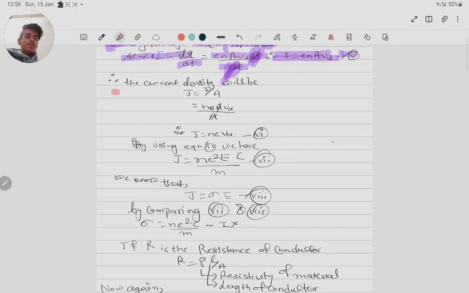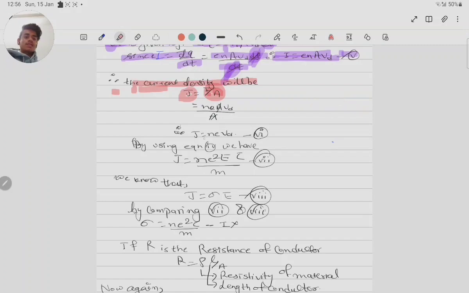Here I'm going to tell you about the density. The current density will be J. The density of the current is denoted by J, so J equal to I by A, current amount upon area. So J means current density.